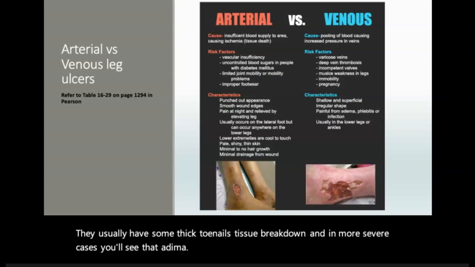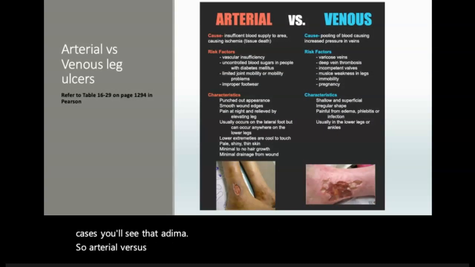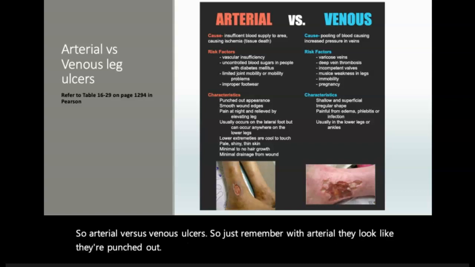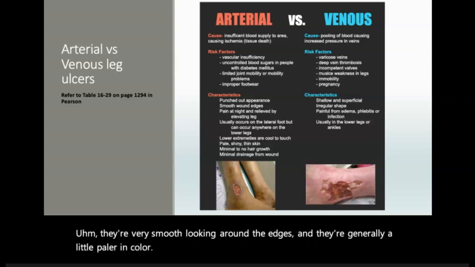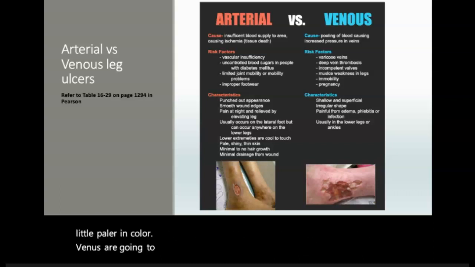So arterial versus venous ulcers. So just remember with arterial, they look like they're punched out. They're very smooth looking around the edges, and they're generally a little paler in color. Venous are going to be irregularly shaped and more shallow.